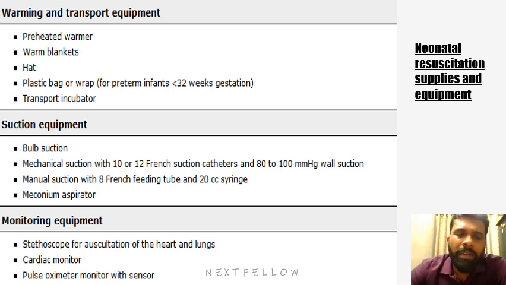Suction equipment such as either a bulb suction or mechanical suction. Mechanical suction is usually preferred and it is now widely available in most centers. And a meconium aspirator, if present, it is good. And monitoring equipment such as a stethoscope, which is mandatory, and a cardiac monitor and pulse oximeter, if present, it is very good.